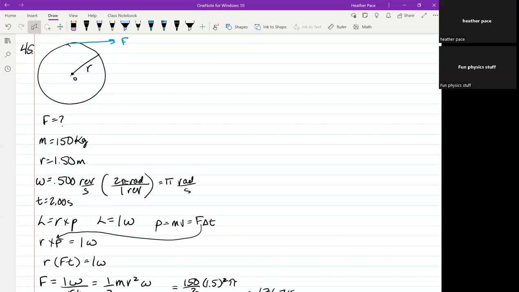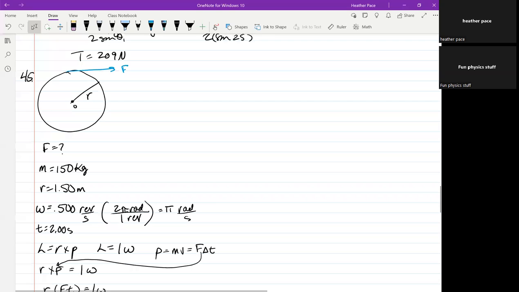Another merry-go-round. A 50-kilogram merry-go-round in the shape of a uniform solid horizontal disc of radius 1.50 meters is set in motion by wrapping a rope around the rim of the disc and pulling on the rope. What constant force must be exerted on the rope to bring the merry-go-round from rest to an angular speed of 0.5 revolutions per second in 2 seconds?